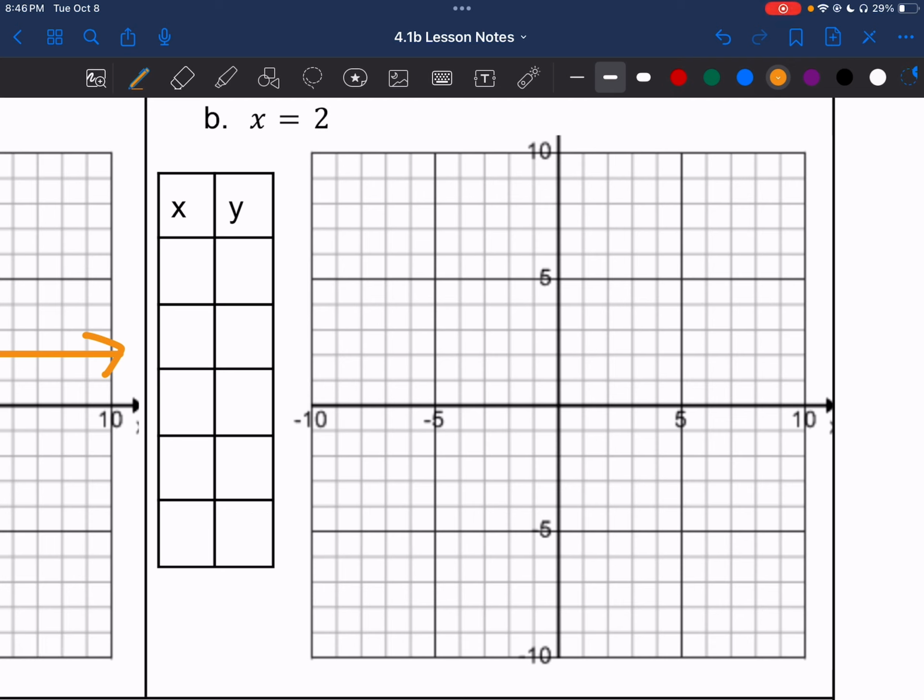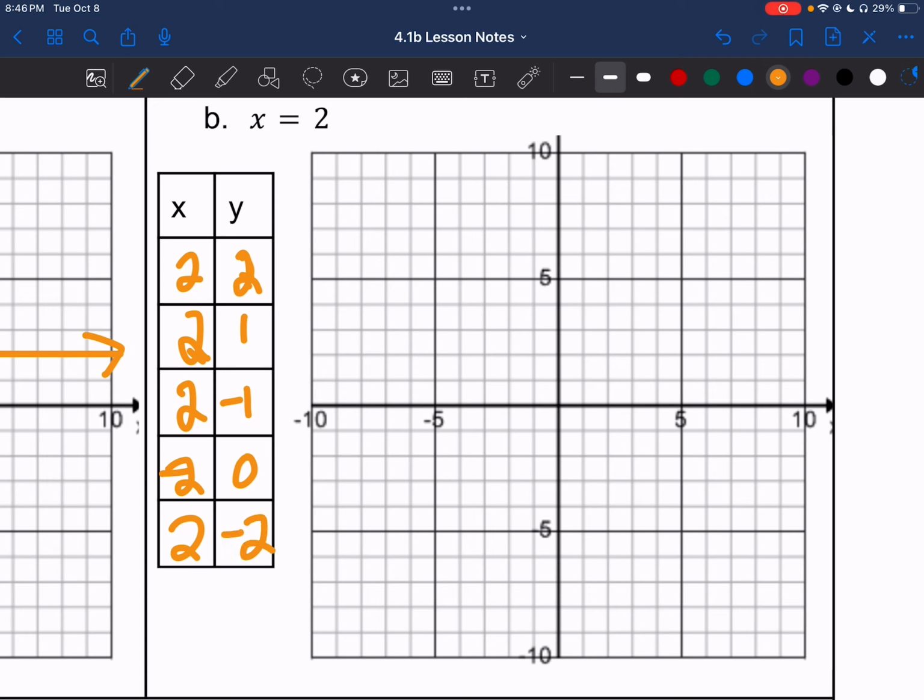I'm told that x is going to be equal to 2. So 2, well, what y value does that give me? It can give me any y value. So if I substitute in 2 for x, I could get a 1 for my y value. If I substitute in 2 for x, I can get a -1 for my y value. If I substitute 2 for x, I can get 0 for my y value. If I substitute 2 in for x, I can get -2 for my y value.